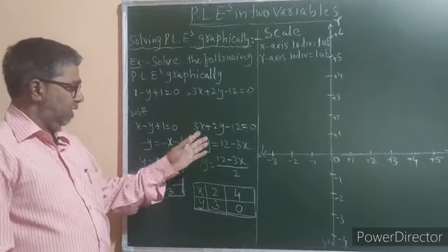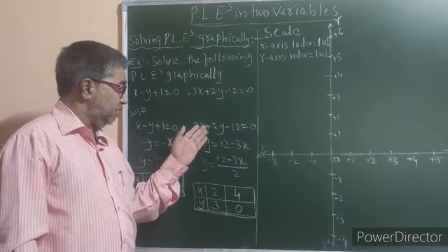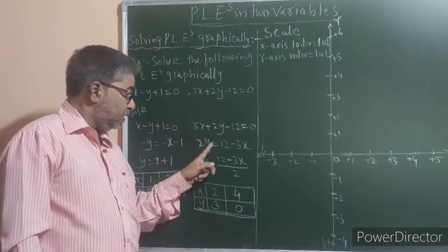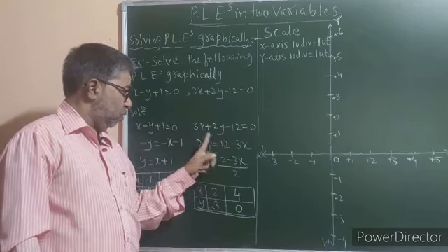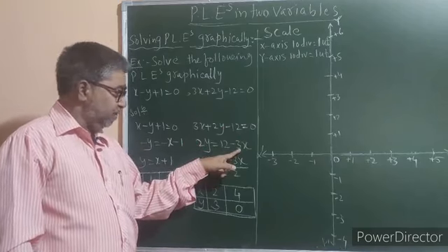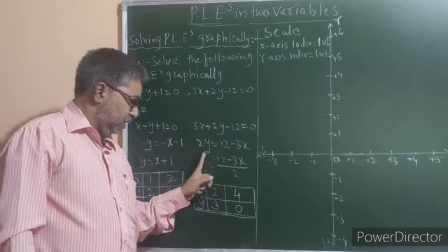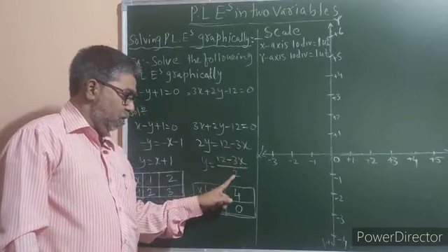Now in the same way, let us go for the second equation: 3x plus 2y minus 12 is equal to 0. So 2y is equal to, shifting 12 to the RHS, plus 12, and if you take 3x to the RHS, you will be getting minus 3x. So 2y is equal to 12 minus 3x. Therefore y is equal to 12 minus 3x upon 2.